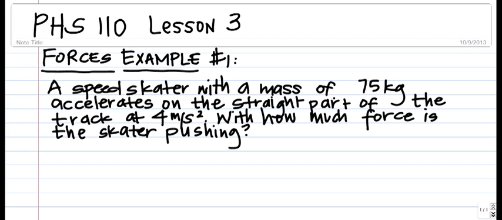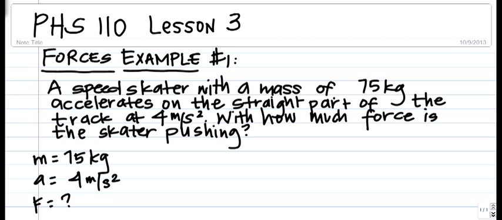So again, we're going to write out our variables off to the side here. We have that the mass of the skater is 75 kilograms. The acceleration is 4 meters per second squared. So looking for force, you can see that this is the easier problem because hopefully your head is saying to yourself, oh, that's just F equals ma.